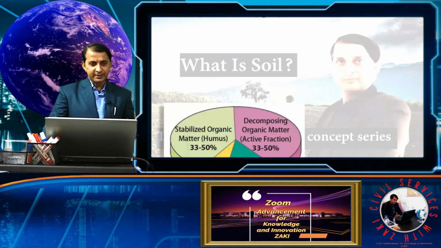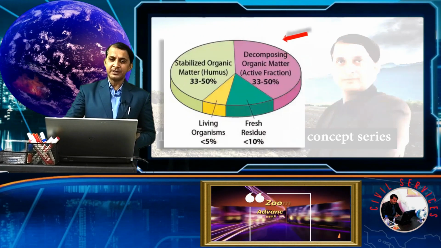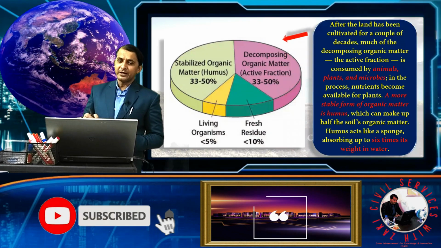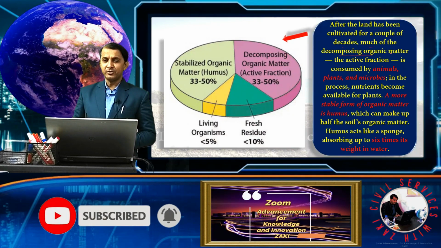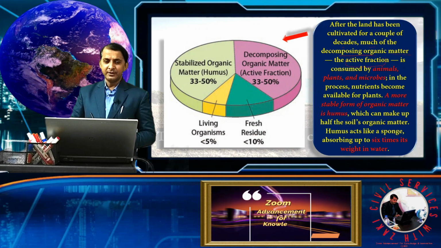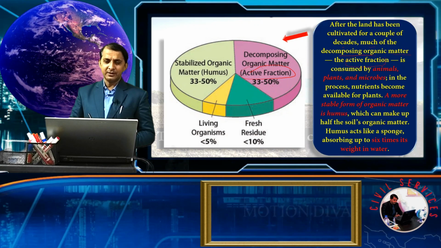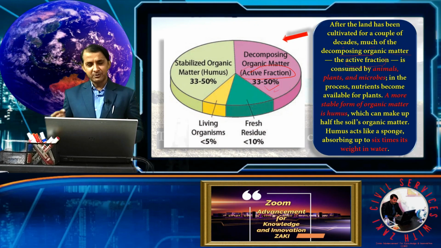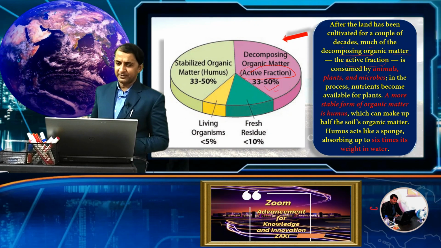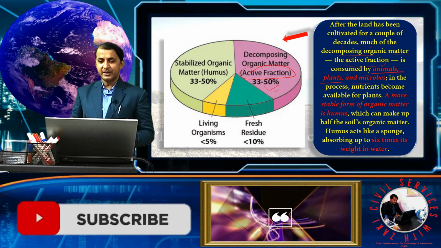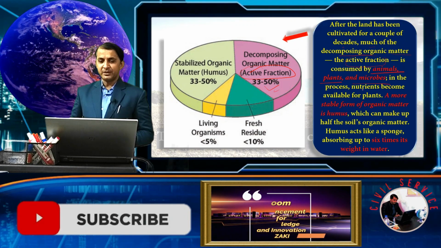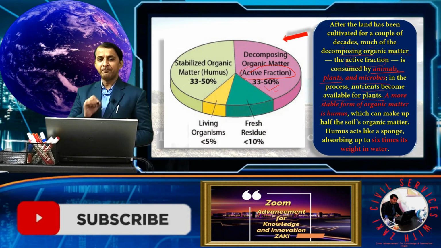So let's see here what the percentage of these organic fractions is. After land is cultivated for a couple of decades, much of the decomposing organic material, the active fraction, maybe 33 to 50%, is basically consumed by animals, plants, and microbes in the process of nutrients becoming available for the plants.